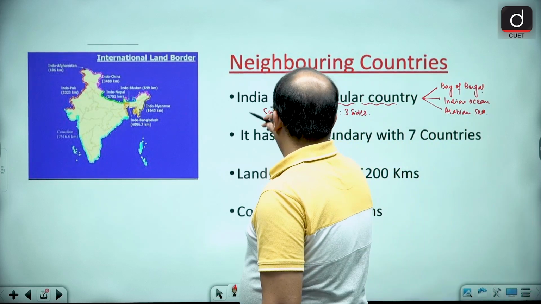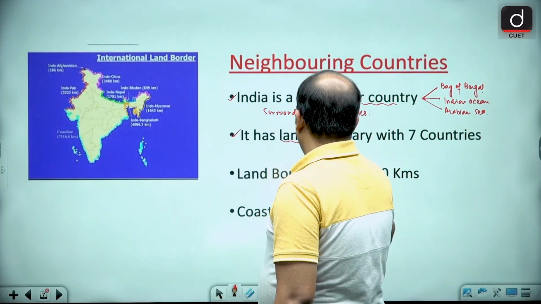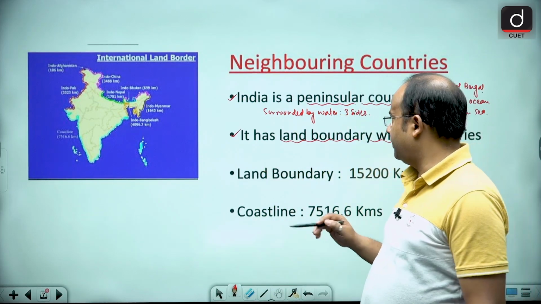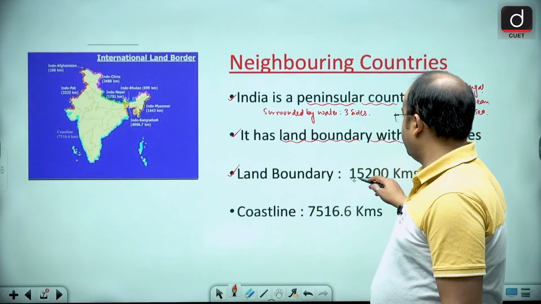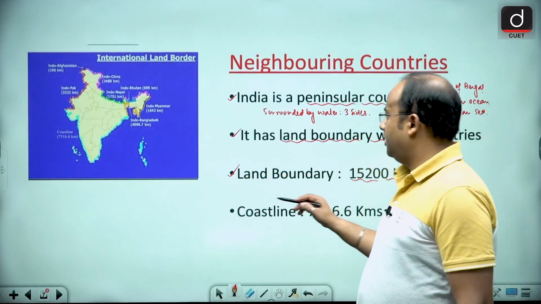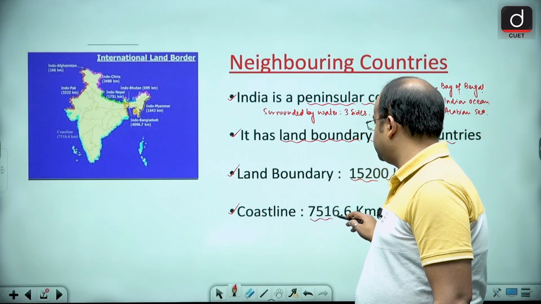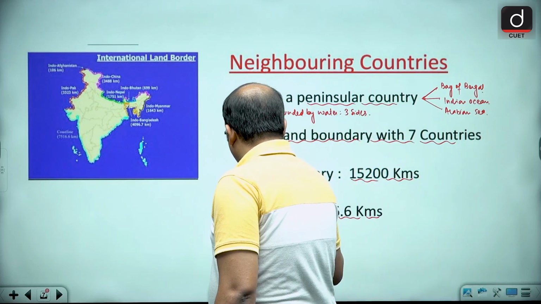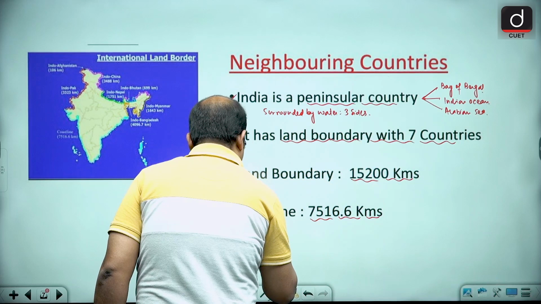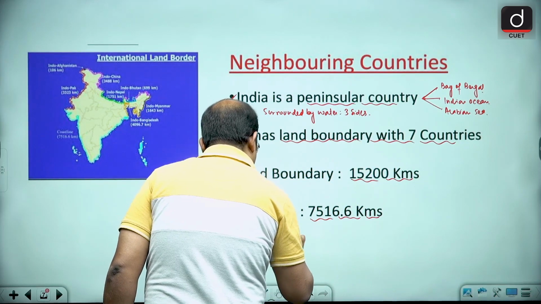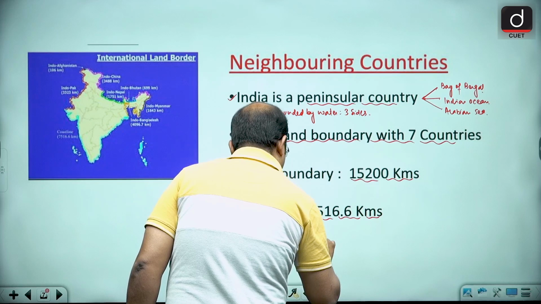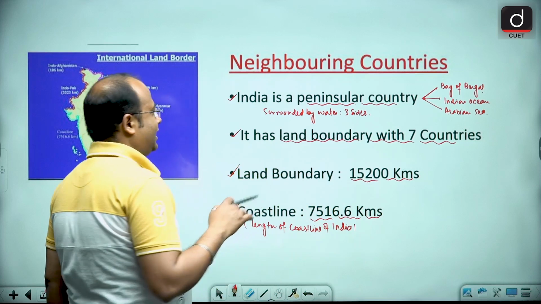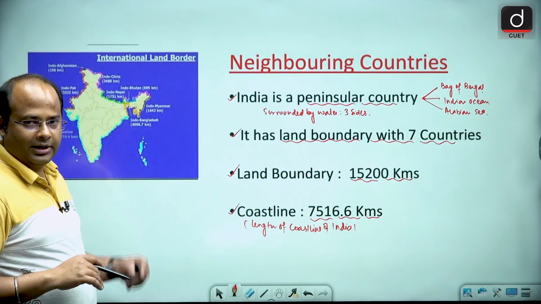Now guys, India shares the land boundary with 7 countries, and the length of the land boundary is 15,200 kilometers, whereas the coastline of India is 7516.6 kilometers. So this is the length of the coastline of India. And India has a land boundary of 15,200 kilometers.